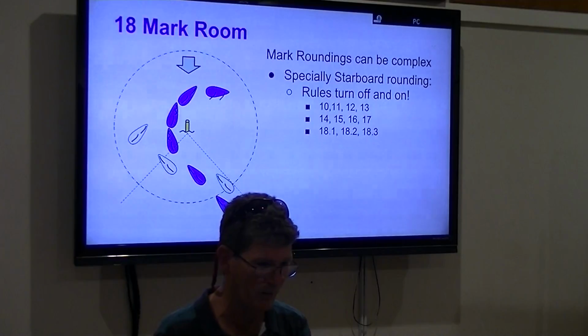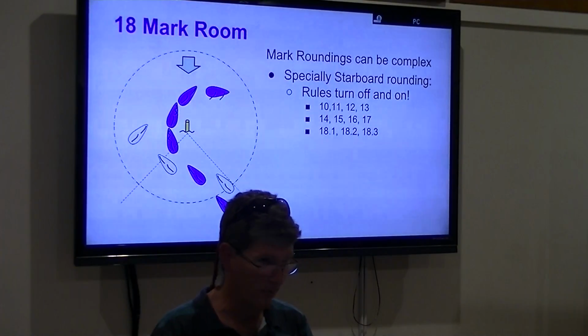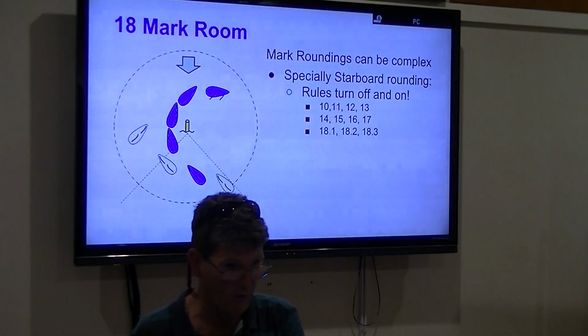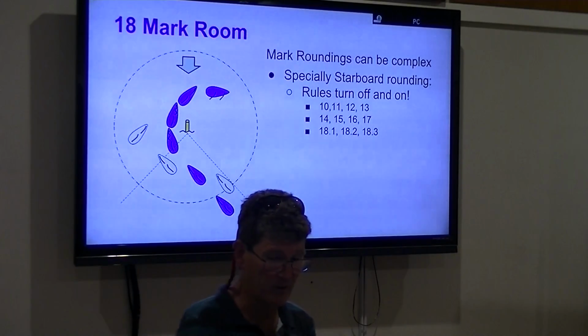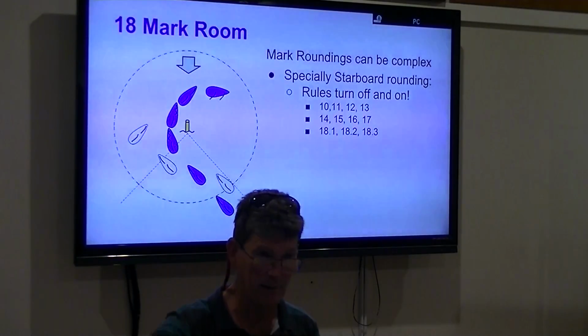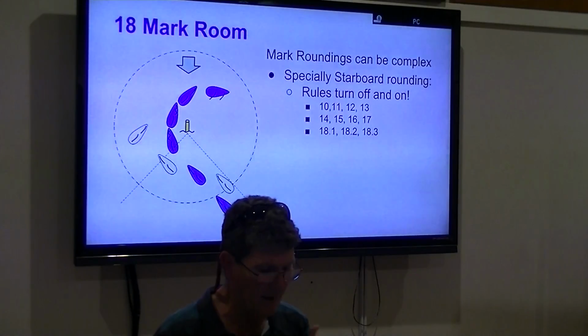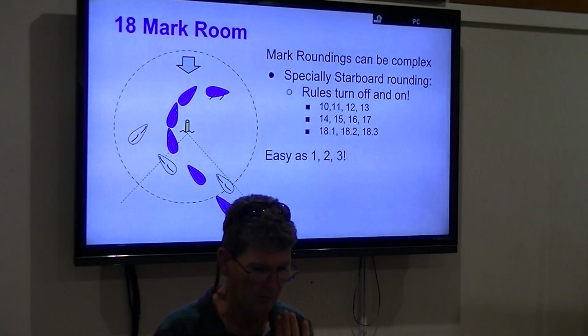rule to work through. However, if you stick to the way the rules work, really think very clearly about what's right-of-way, what are your limitations, and remember how the rules work. 18.1 doesn't apply. 18.2, what does it mean to apply? 18.3 is the extra action. It can be quite easy. It's easy as 1, 2, 3.